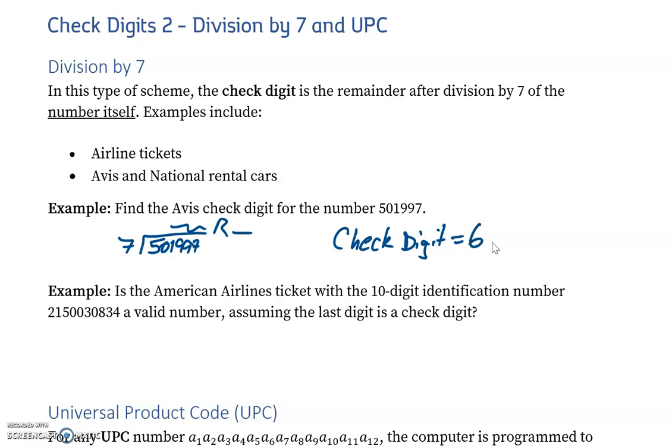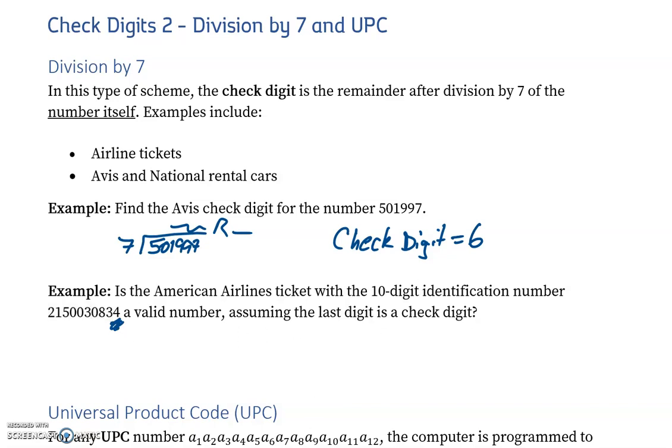Cool. All right, let's take a look at another one involving this division by 7. Is the American Airlines ticket with the 10-digit ID number 215-003-0834 valid? Basically what we're saying is, hey, that 4 is a check digit. Is that a valid number, or did someone maybe type this in wrong? So here's what we do. We look at the rest of the number, and that's what we're going to divide by 7. And in theory, the remainder should be 4, right? If this is a valid number, that should be the case.